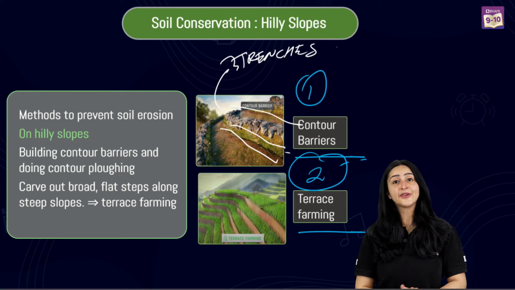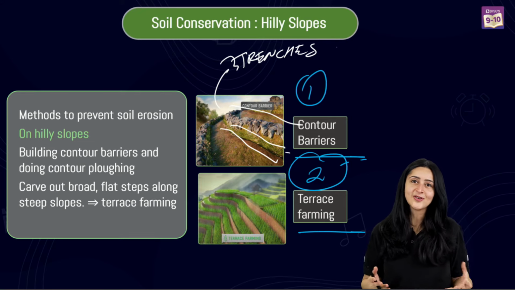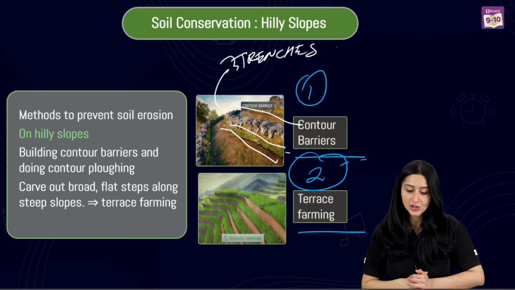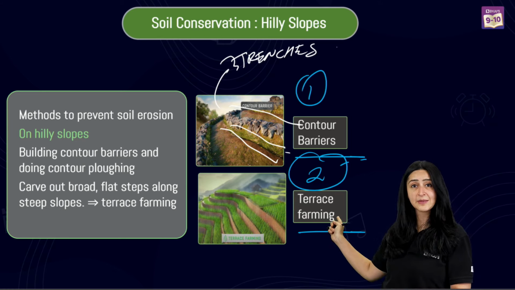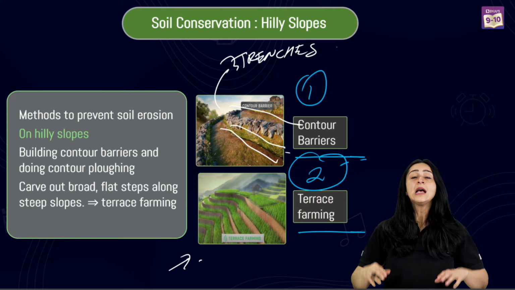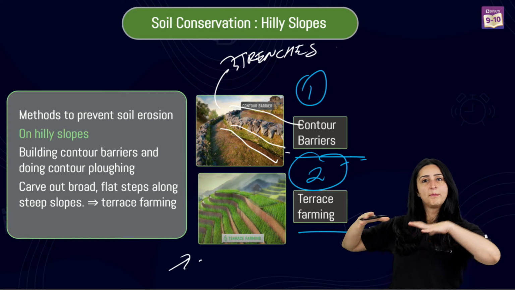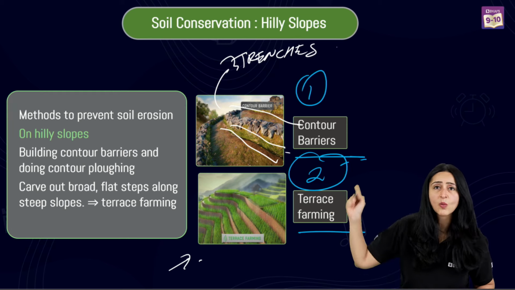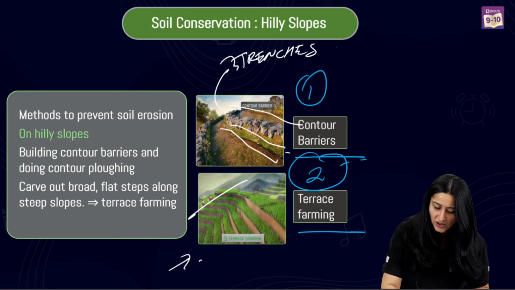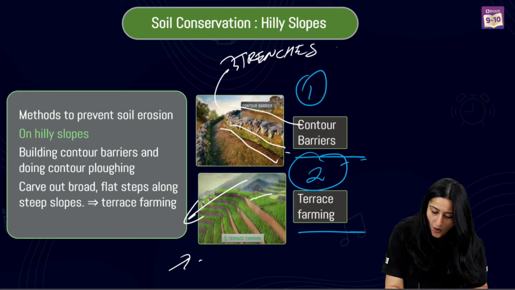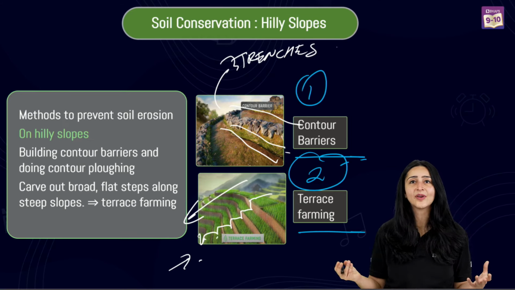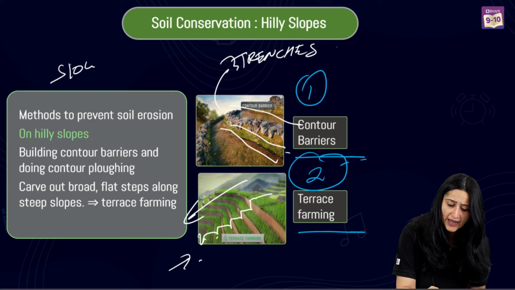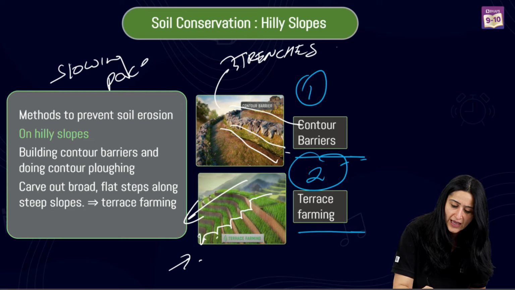Then the next method of preventing soil erosion on slopes is terrace farming. Now, as you can see in the picture, what we do in terrace farming is that farming is done on broad step-like terraces. You see the terraces over here. So the water is not going down directly. The flow of the water is again broken. So what are we doing over here? We're basically slowing down the pace of the running water.